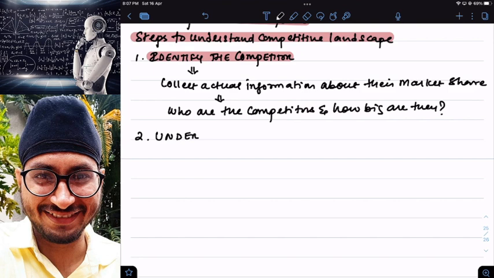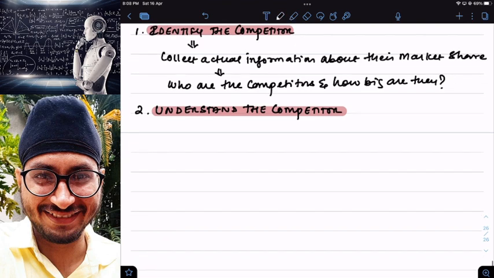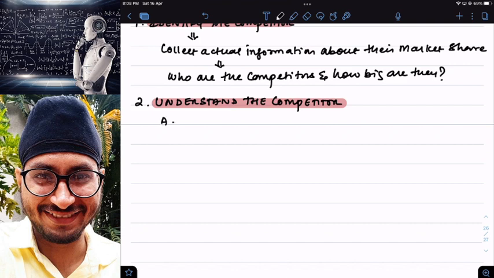After identifying the competitor, what will I do? I will try to understand the competitor. Step number 2: how to understand the competitor? Clear? I can go through the market research reports to understand my competitor.